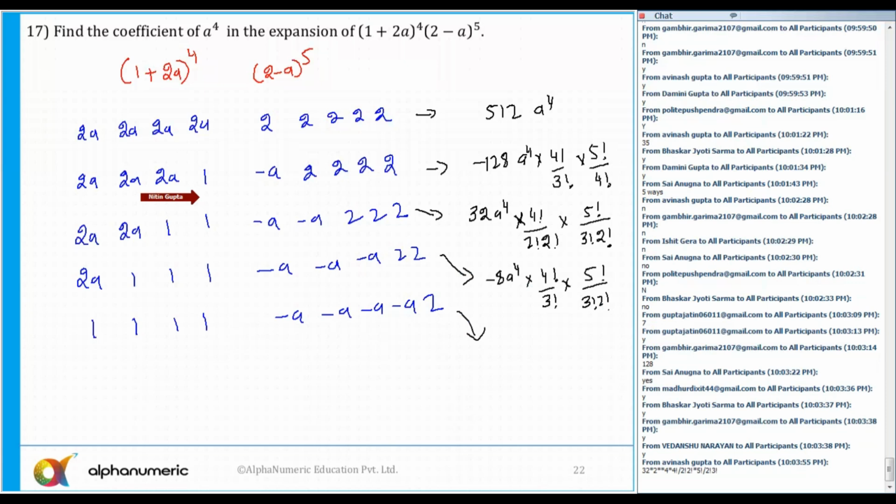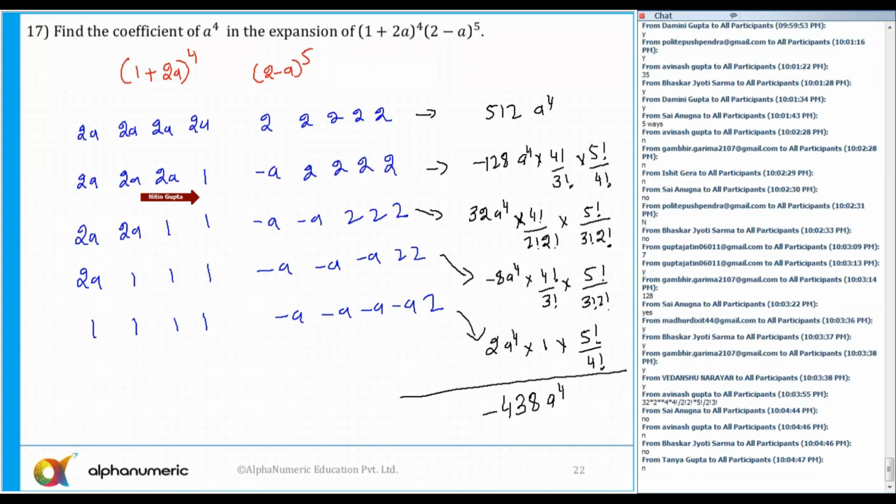And the last case, I'll simply get 2 a raised to power 4. Arrangement of the first group only one way, and the arrangement of the second group is factorial 5 by factorial 4. And now you need to add all of them. If you add all of them, you'll get the answer, which comes out to be minus 438 a raised to power 4. Okay, so the answer is minus 438. Any doubts to anyone now? Please respond.